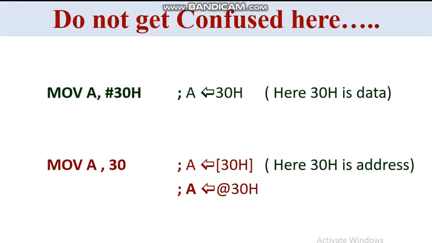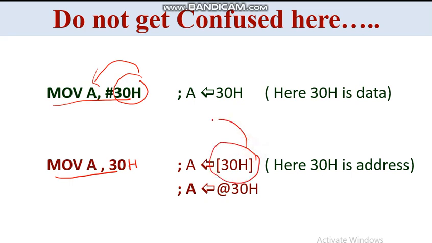Now remember, do not get confused between the instructions MOV A, #30H and MOV A, 30H. With the hash, it is pointing to 30 as data that goes directly into the accumulator. Here, 30H is pointing to an address. So go to address 30H, and whatever is inside that 30 will be copied into A. So if it is hash, it is simple data. If it is not hash, it is pointing to an address.